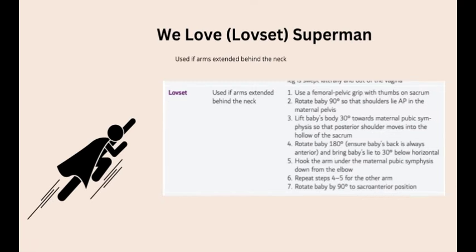Now this is a presentation where it's used if the arms are extended behind the neck. And the way I kind of think about this is the baby is a little bit like a superhero. If the arms are extended behind the neck, it kind of looks like a Superman flying. So I remembered, we love Superman. We love set Superman. So if the arms are extended behind the neck, you use the Løvset maneuver.